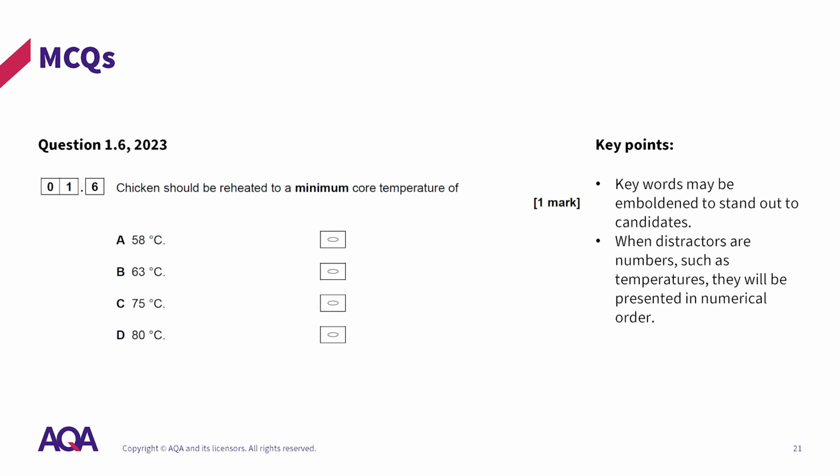In this example, you can again see that a key word in the stem has been emboldened to make it stand out to students. This technique will sometimes be used to highlight a key part of the stem that students should be aware of. For example, with this question, 80 degrees could arguably be a correct answer, as food could be reheated to this temperature. However, 75 degrees is the minimum temperature that should be reached, as this is the temperature at which bacteria are killed. Just like worded distractors are listed in alphabetical order, numbers will always be written in numerical order.